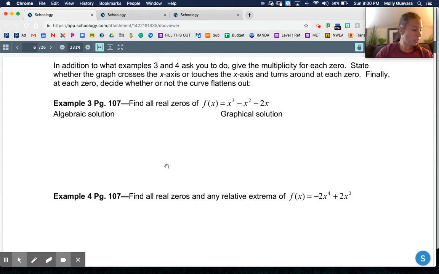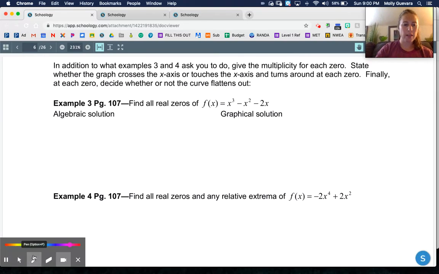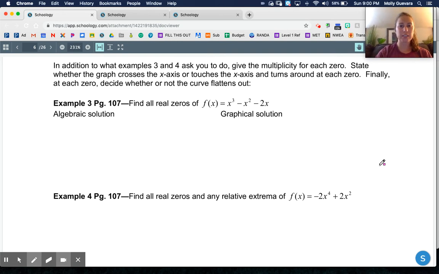So let's look at the first one. It says, in addition to what examples 3 and 4 ask you to do, give the multiplicity for each 0. State whether the graph crosses the x-axis or touches the x-axis and turns around at 0. Finally, at each 0, decide whether or not the curve flattens out.